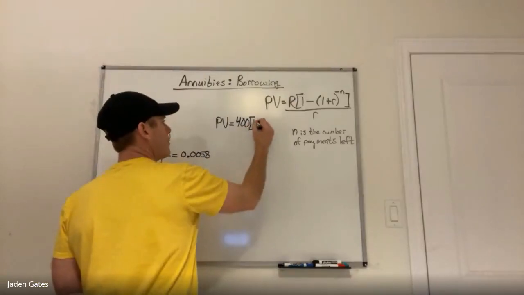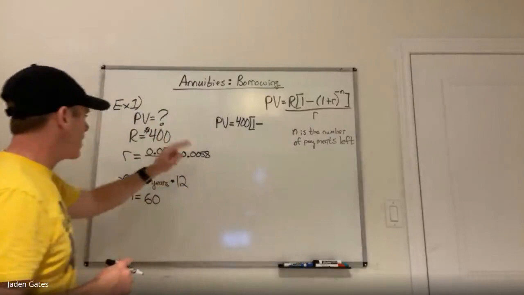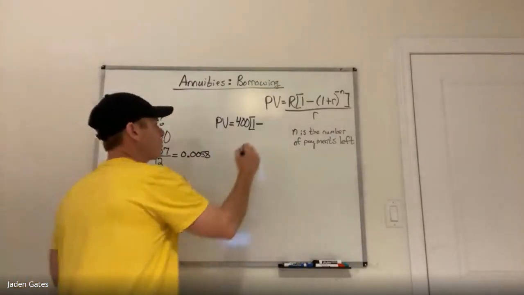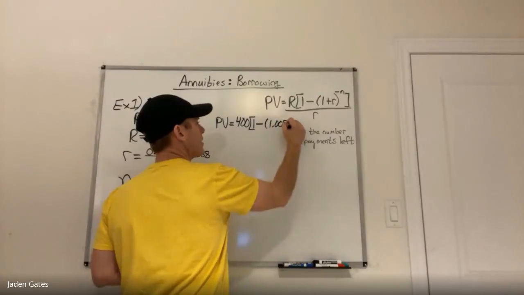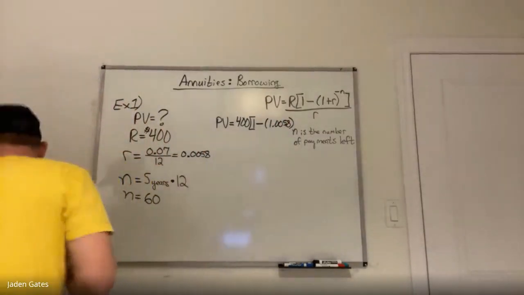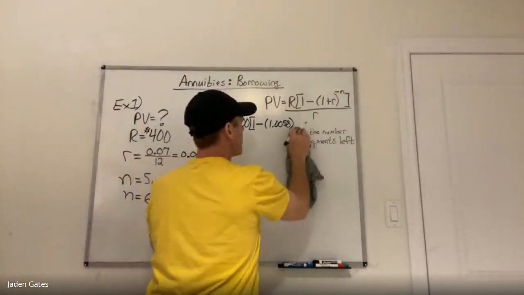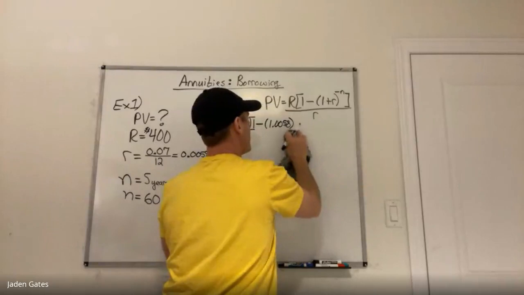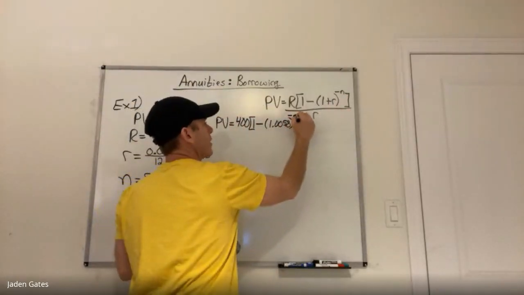All right, so I'm going to have 1 minus, then I have the 1 plus i. So again, my i is 0.0058. So I'm going to have 1.0058 to the power of, let's get a little smushed here, to the power of 60. No, not to the power of 60. This is a common mistake. It's a negative exponent, so it's a minus 60 there.